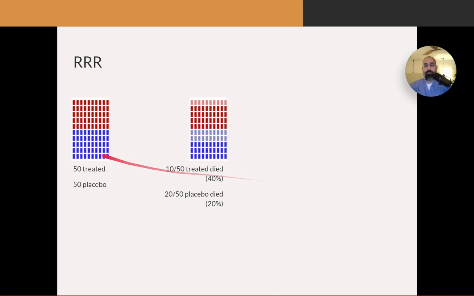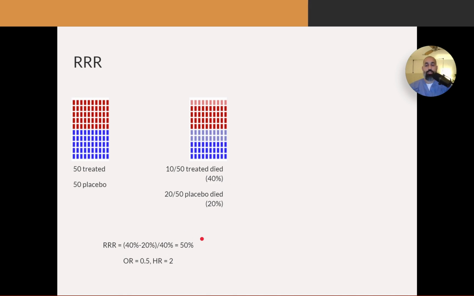Same scenario. 50 people were treated, 50 placebo, 10 died, 20 died. But the relative risk reduction is the difference between the two divided again by the treated group. And so there is a 50% reduction from 40% to 20%, and that is a bigger number than 20%, and that's why they publish it. It usually gives bigger numbers, and it looks better, and it sounds better, and it seems more important.